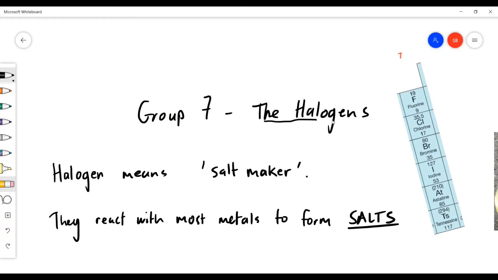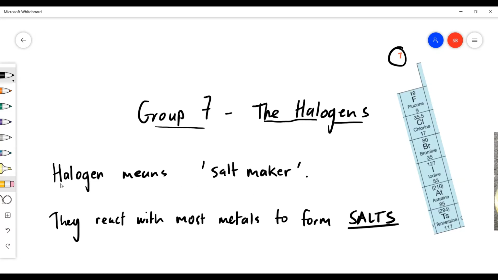This is the sort of name that we give them, just like alkali metals is group 1. This is group number 7, and here they are: fluorine, chlorine, bromine, iodine, astatine, and tennessine. I don't even know how to say that last one. Don't worry about it. Cool.